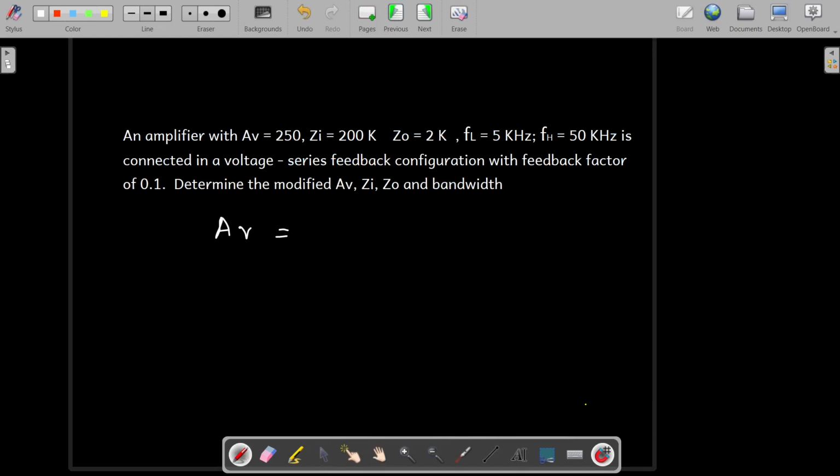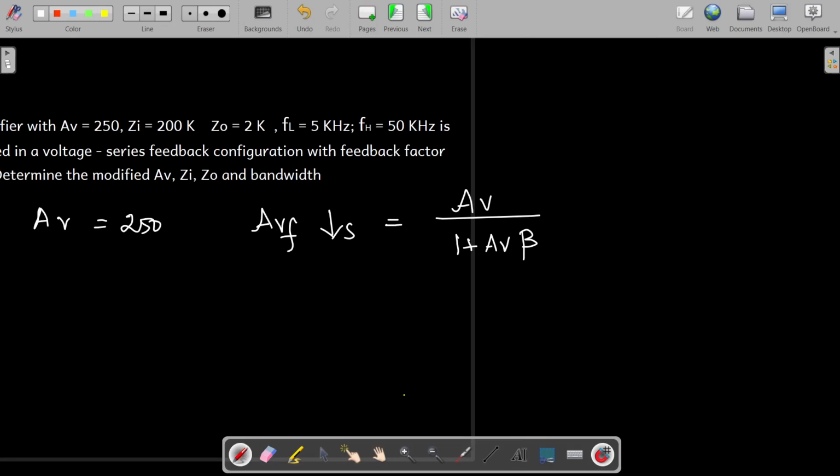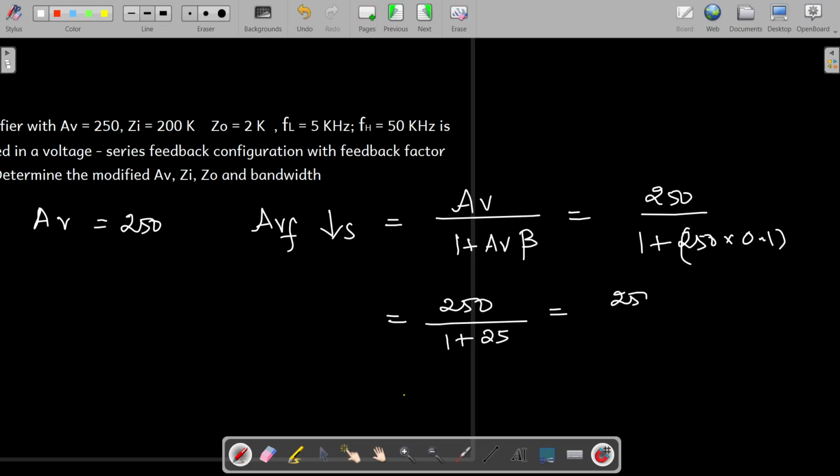AV is given as 250. You can calculate AVF. You know the concept: AVF is reduced as it is a negative feedback. How much does it reduce? By the factor of AV divided by 1 plus AV beta. So it is 250 divided by 1 plus 250 multiplied by the feedback factor, whose value is given as 0.1. That is 250 divided by 1 plus 25, so 250 divided by 26. The answer is 9.615. So you got the first answer.